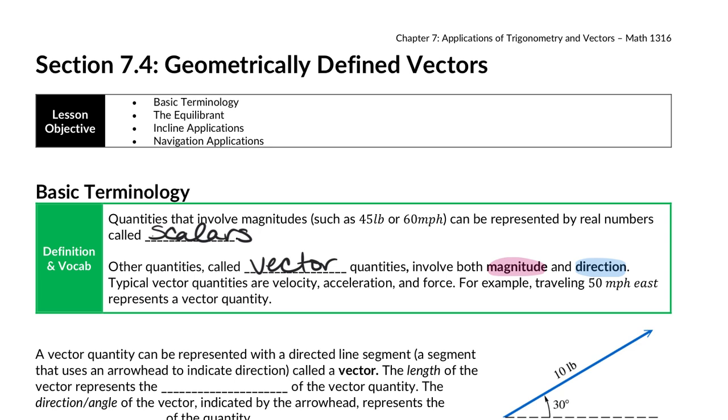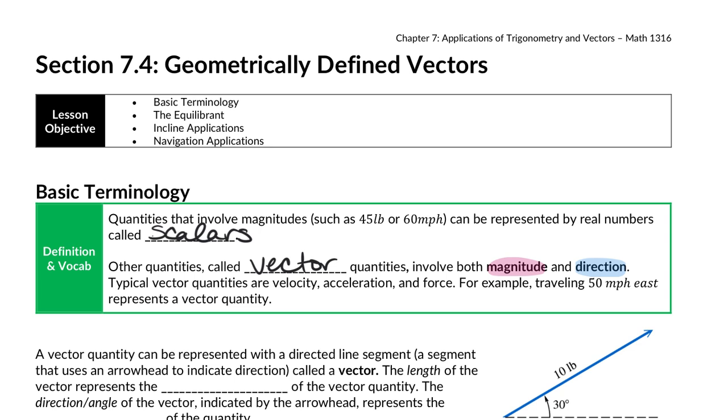So for example, if you have the scalar of 50 miles per hour, but you add a direction, east, 50 miles per hour east is a vector quantity because it told me the magnitude, 50, and the direction, east. That is a vector quantity.